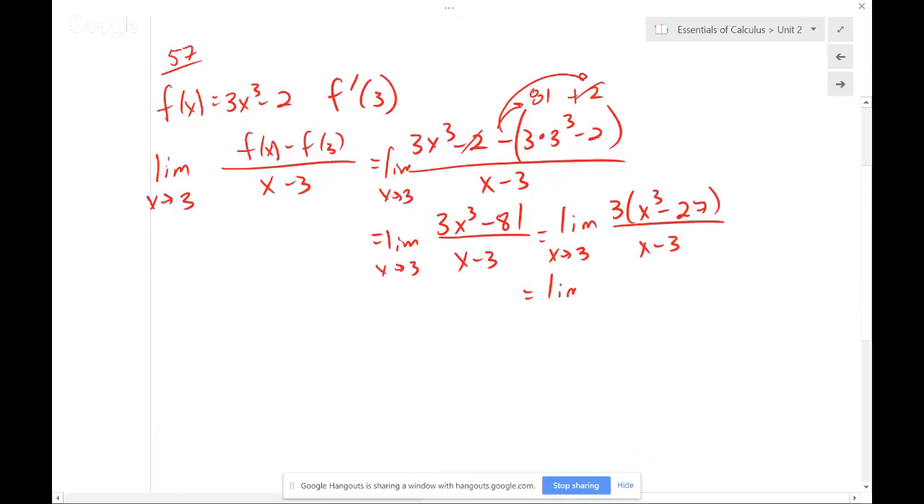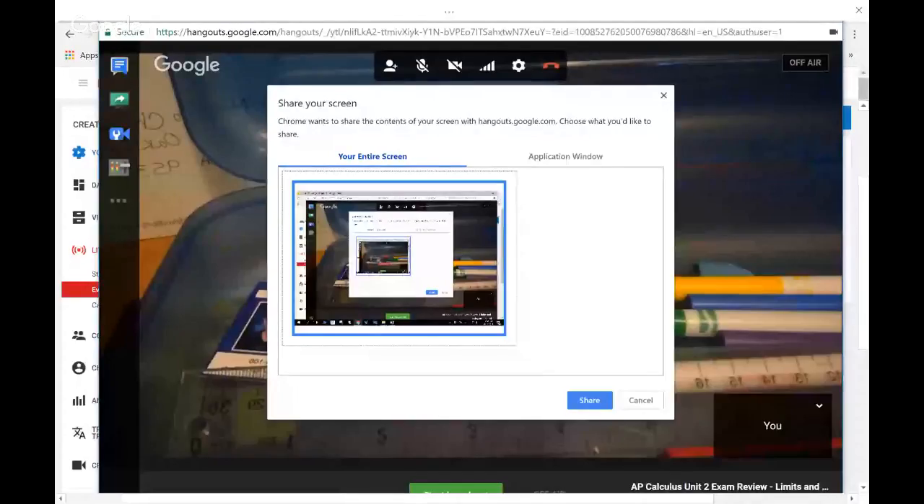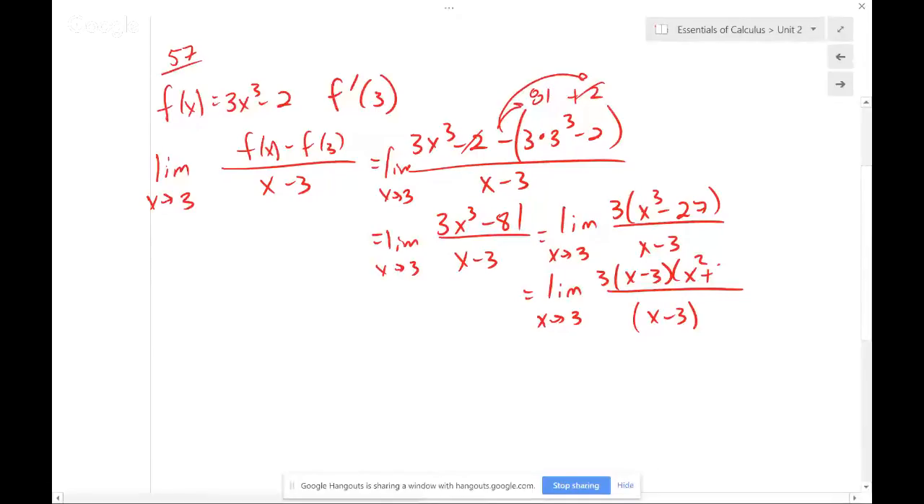And this is one of those crazy difference of cubes problems. So it's going to be x minus 3 times x squared plus 3x plus 9. I don't think that I'm giving you a cubic on the test.